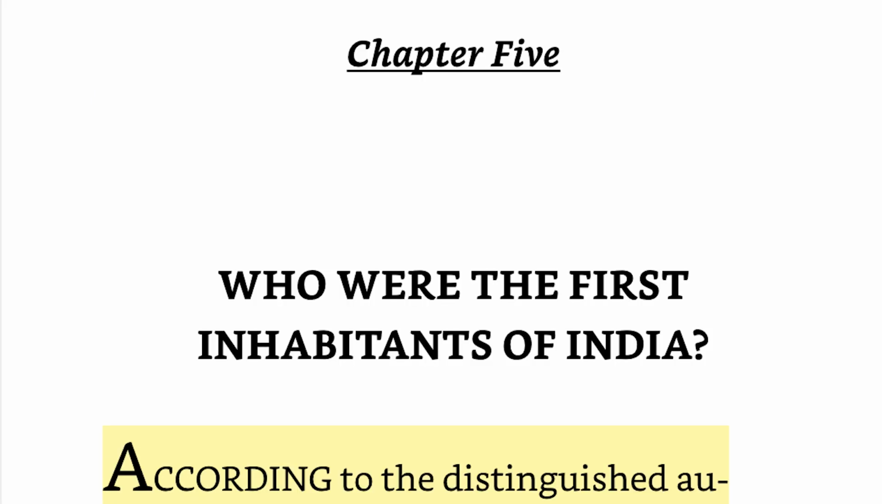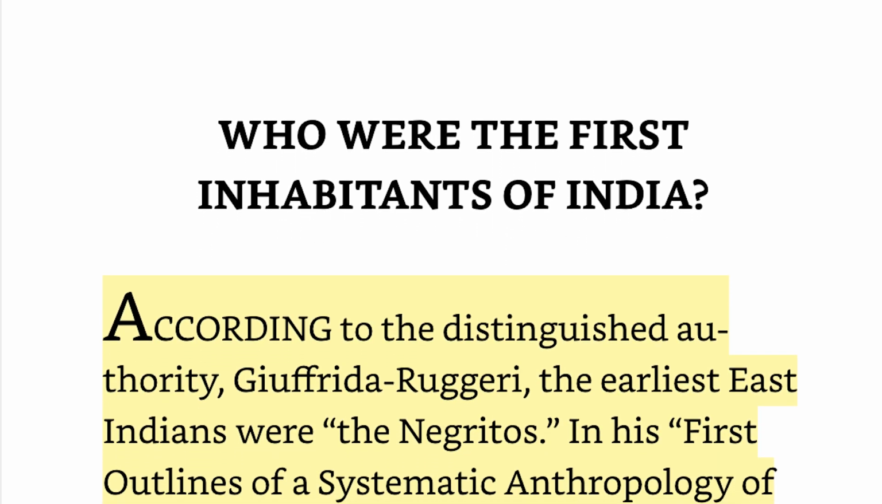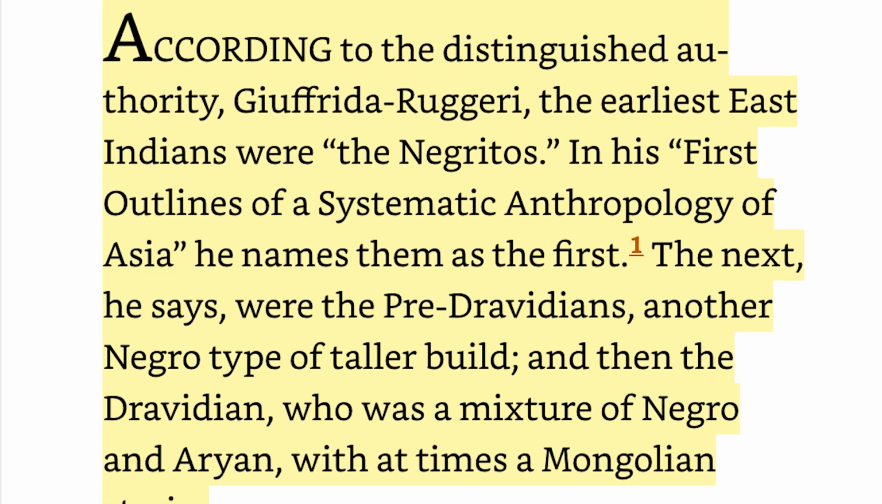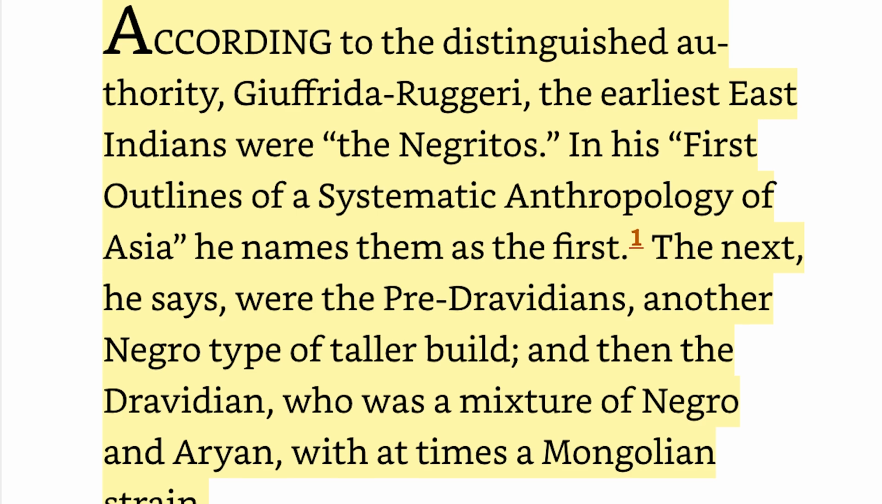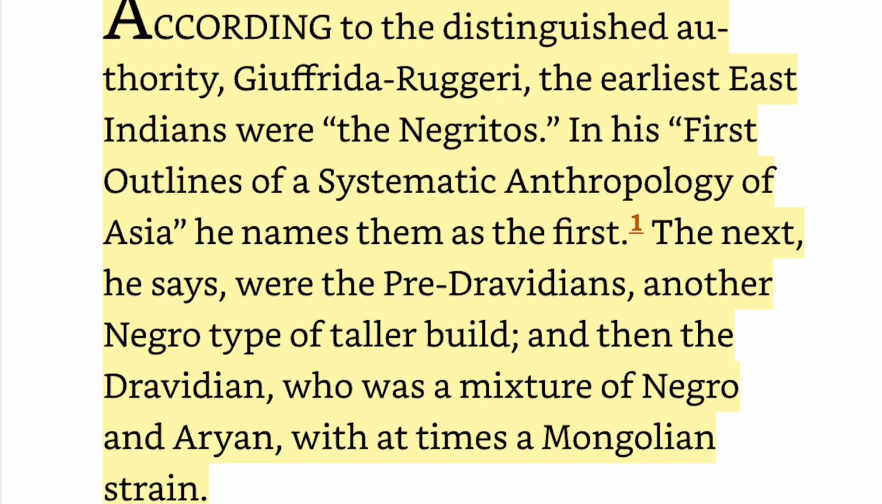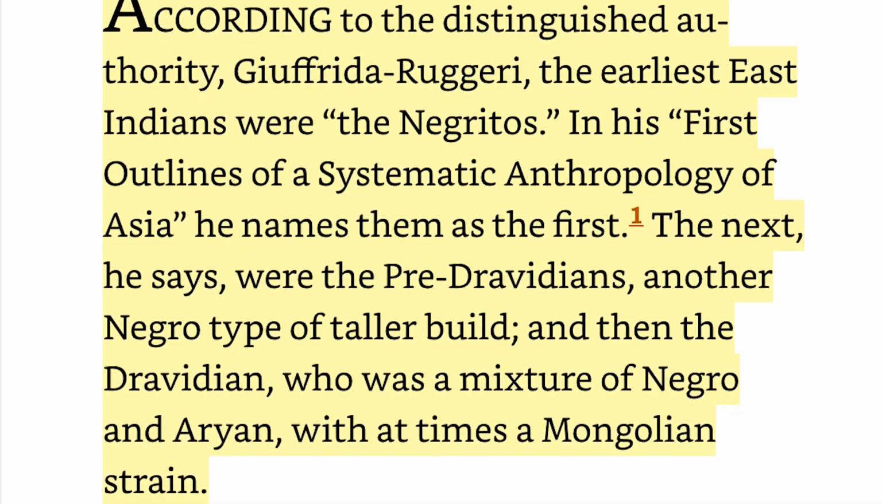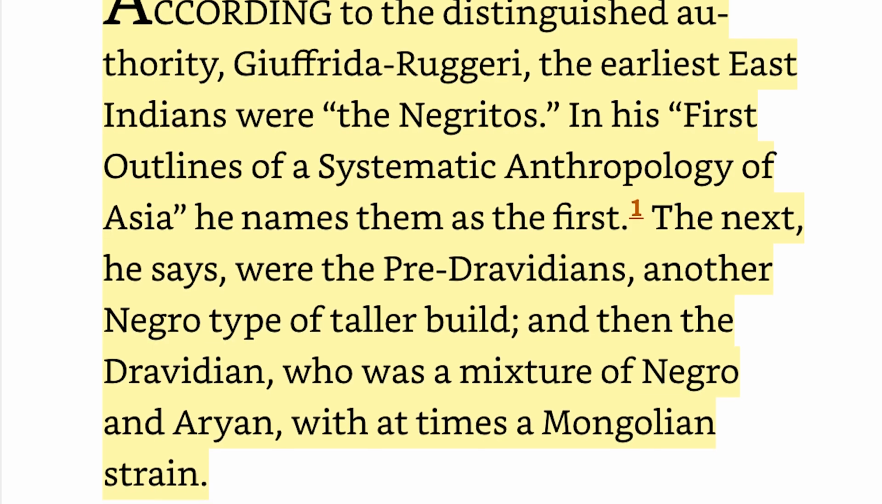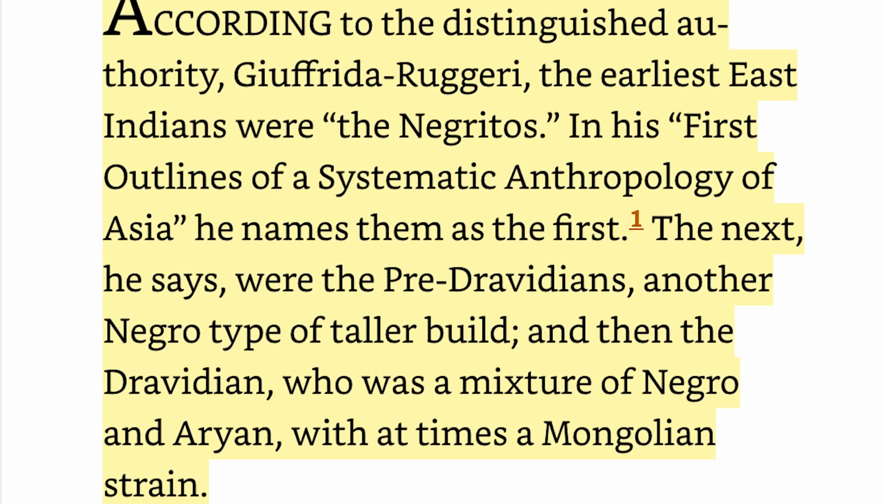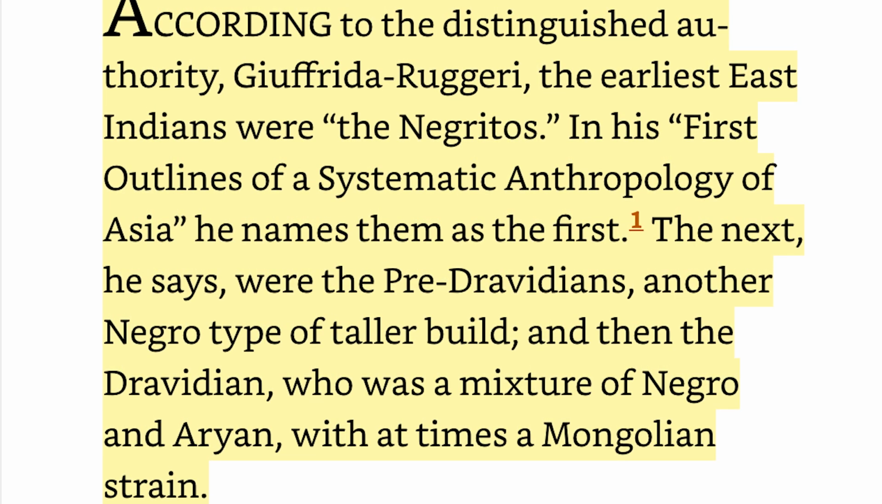Then in chapter 5, it asks who were the first inhabitants of India. Now it mentions Giuffrida-Ruggeri. He said that the earliest East Indians were the Negritos. As we look down further, he mentions that there were pre-Dravidians, then another Negro type, the Dravidian, then the Mongolian people. So we're going to examine that before we get to the Mongolians. We're going to look at the Negritos to the Dravidians and everything in between.